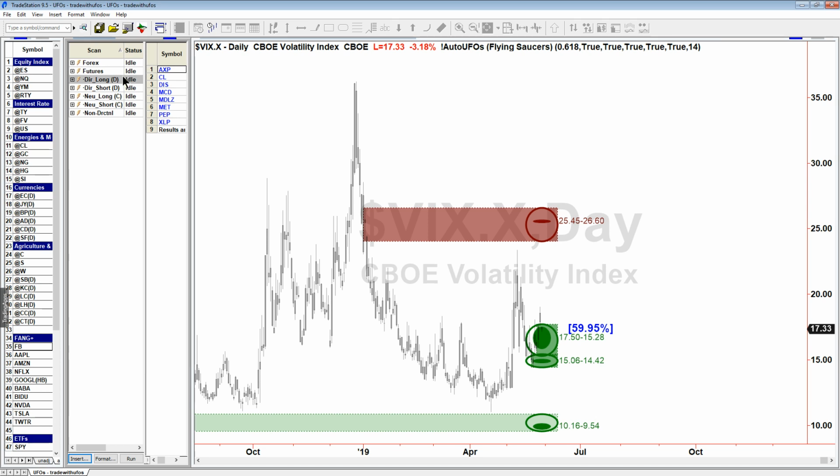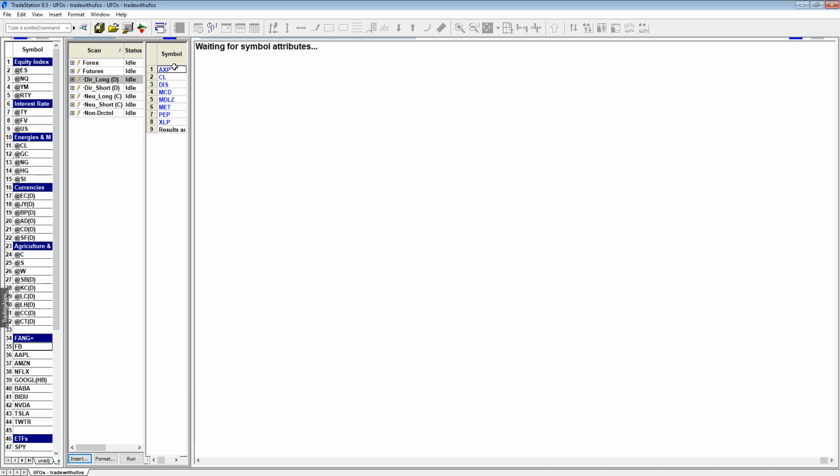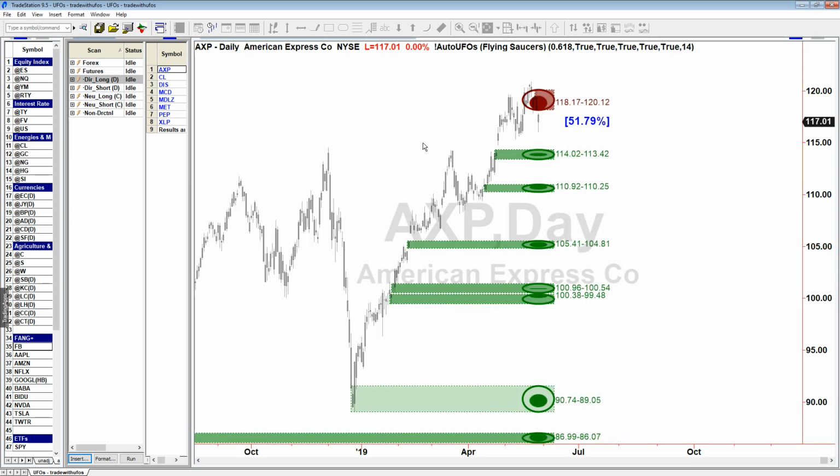So directional long, these are going to be opportunities to buy stocks, where you could buy stocks, or instead of buying stocks, you could plan the trade with options, which is what we're going to do. And here we've got American Express.